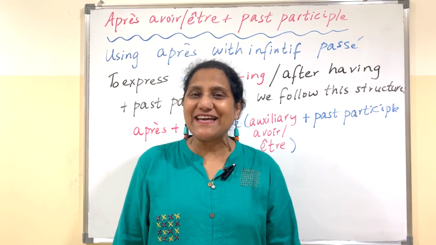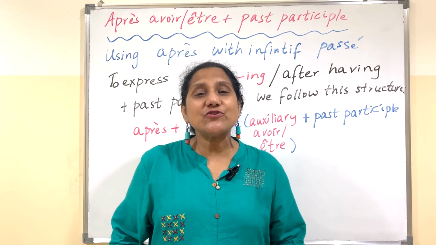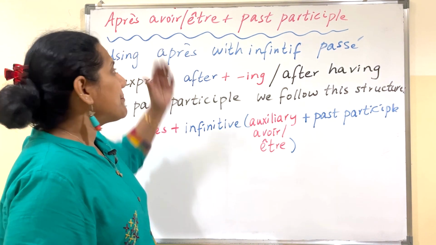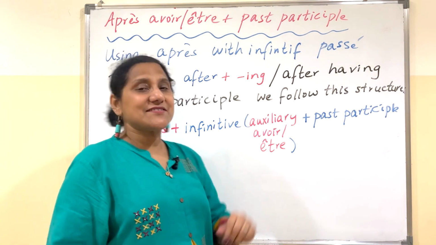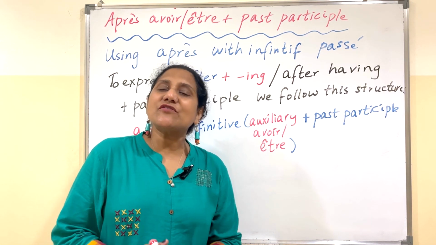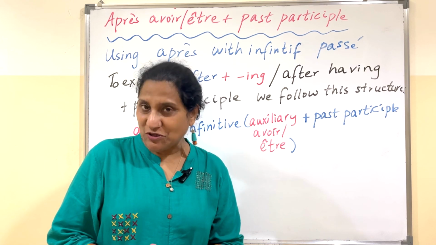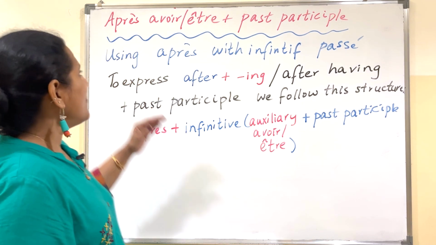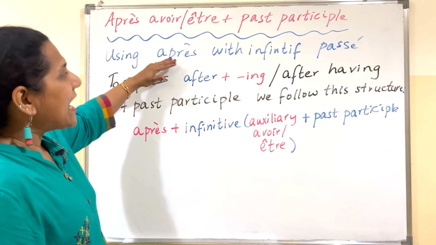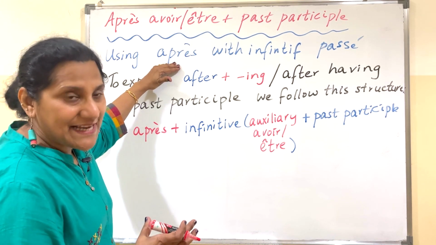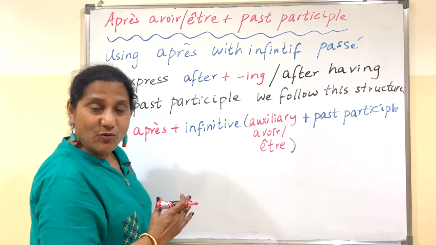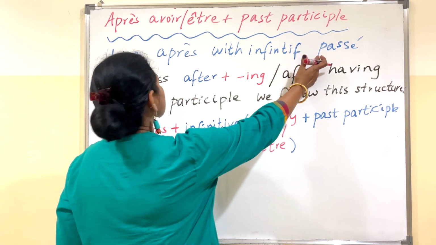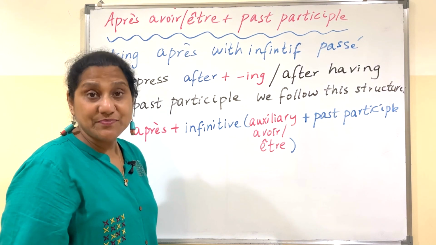Let's enjoy learning French. Today we are going to learn the usage of après followed by avoir and être in infinitive plus the past participle. These sort of sentences usually come in "mettez au temps convenable". So in French, when there's après in the sentence, it's used with the infinitive of either avoir or être plus the past participle.